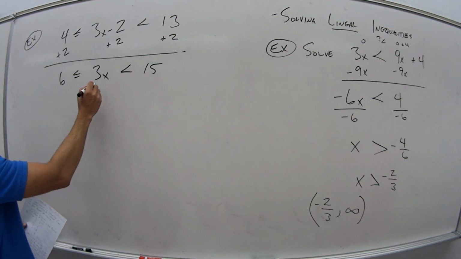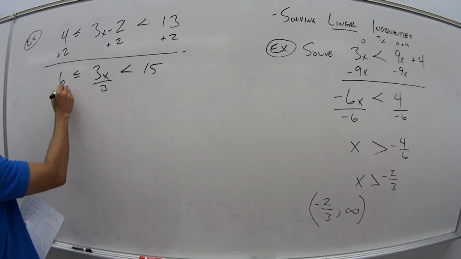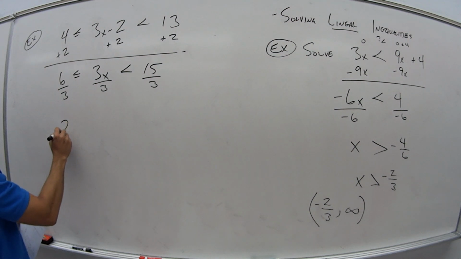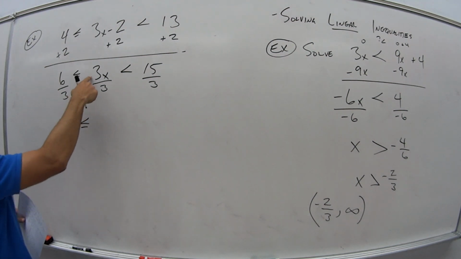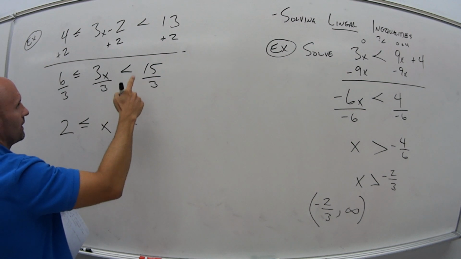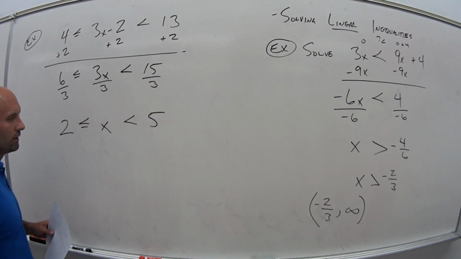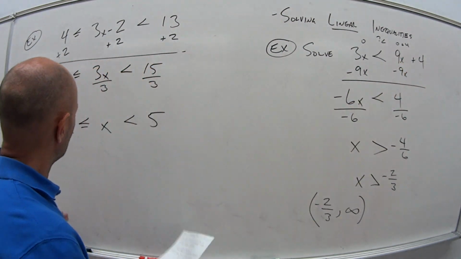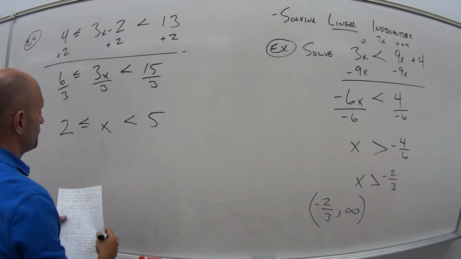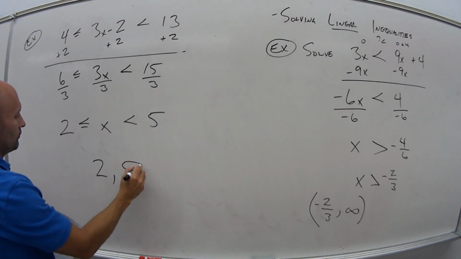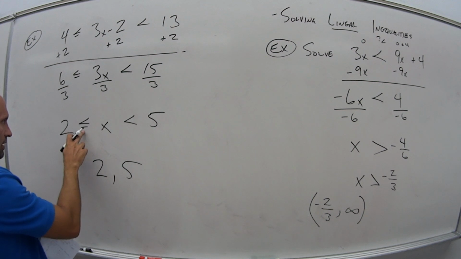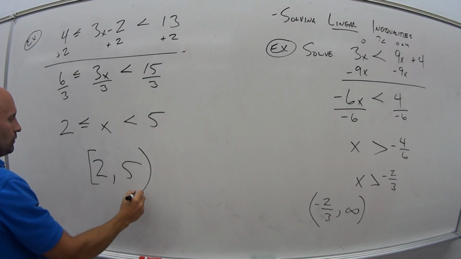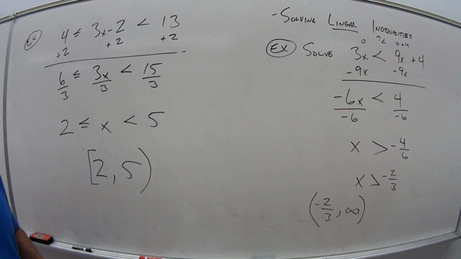Now to get x by itself, I have to divide everything by 3. So 6 divided by 3 is 2, less than or equal to x, less than 15 divided by 3 is 5. So in this problem, my answer was x is everything bigger than negative 2/3. Now, x is between 2 and 5. So in interval notation, I'm going from 2 to 5. 2 is included, so it gets a bracket. 5 is not included, so it gets the parenthesis.